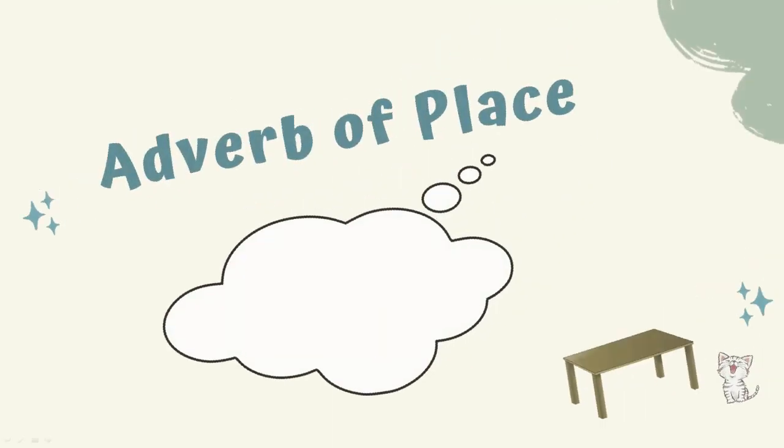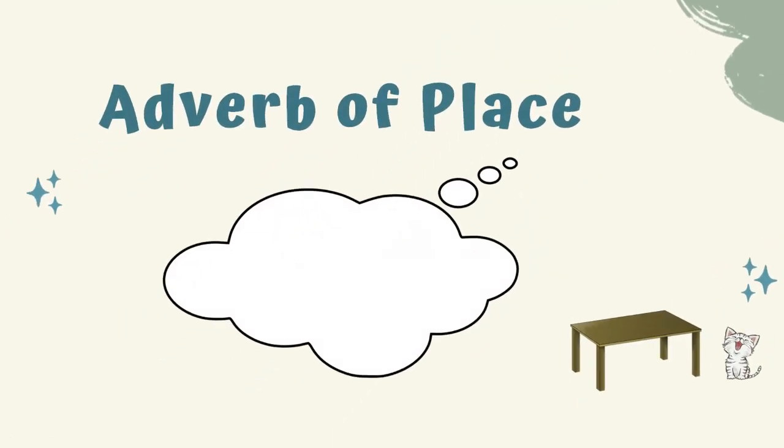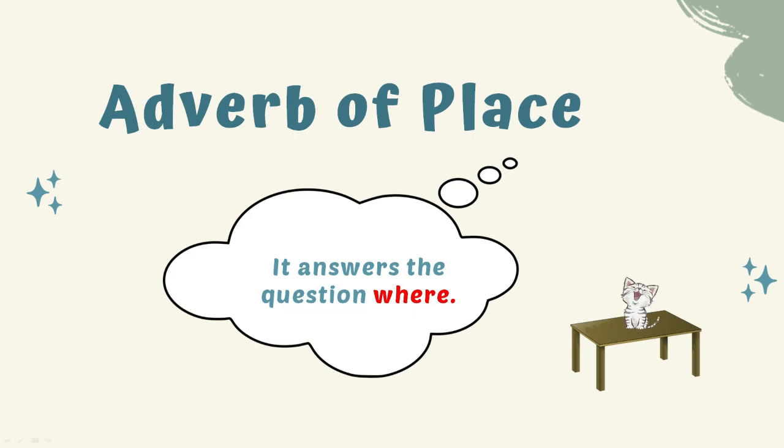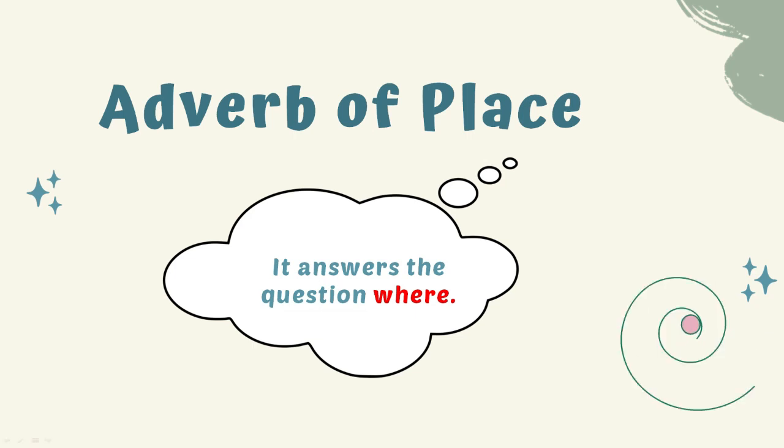Now let's move on to number 3, the adverb of place. The adverb of place answers the question where. Moreover, it can refer to position like above, below, around. Or it can also refer to distances like nearby, far away, or miles apart.